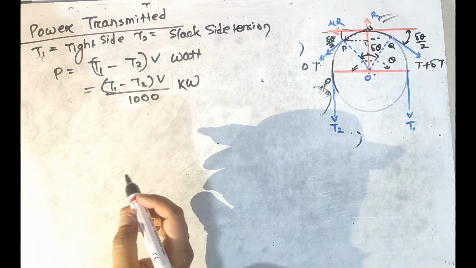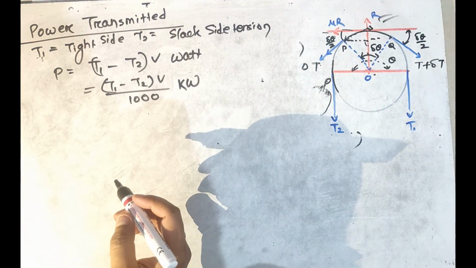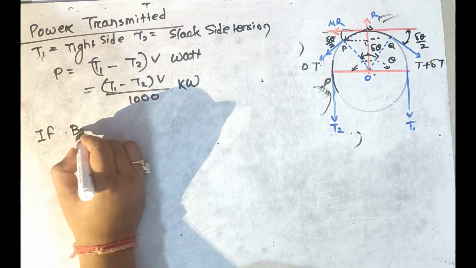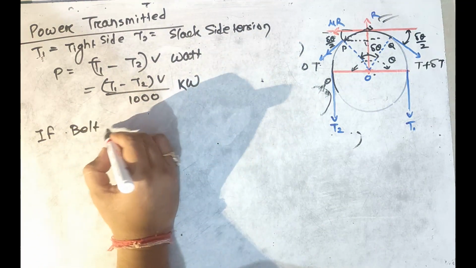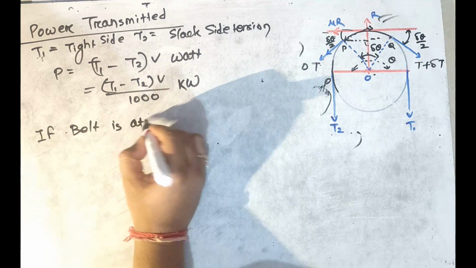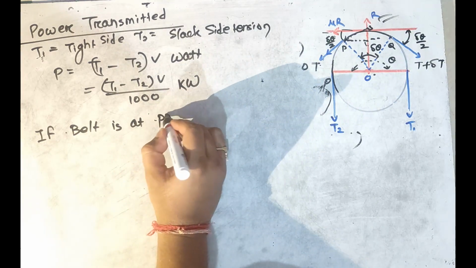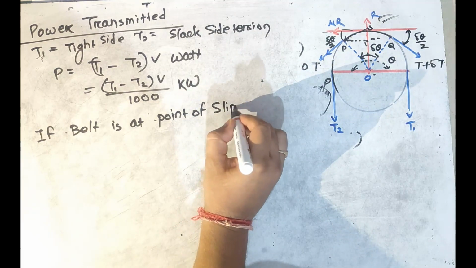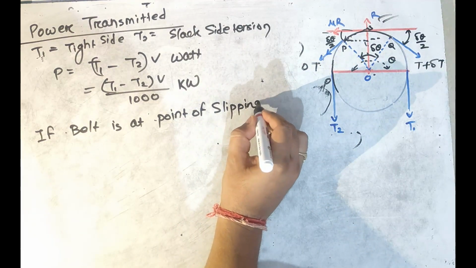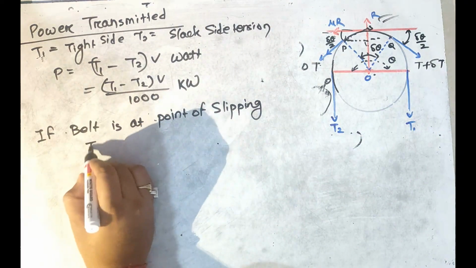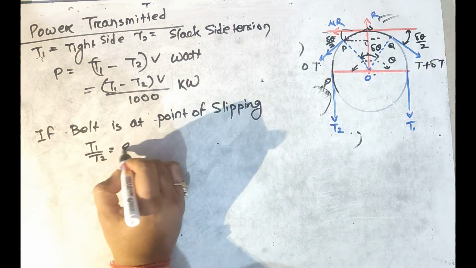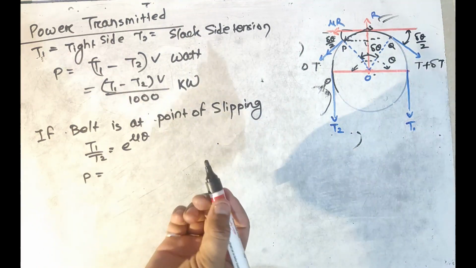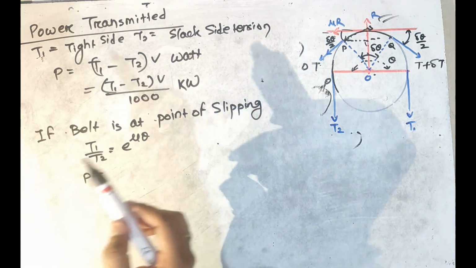Here V is simply the linear velocity. And if the belt is at the point of slipping, what will be the relation? We know that T1 by T2 will be equal to e to the power mu theta. So P will be equal to simply one tension expressed in terms of the other.